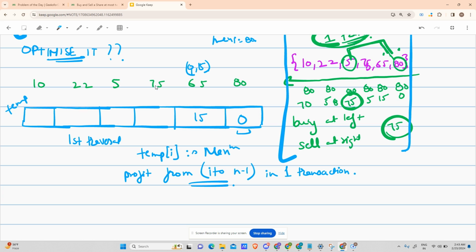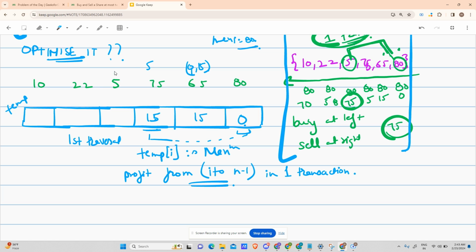I go to 75, I still see that 80 is maximum, right? Now the value here will tell me the maximum profit I can get from this subarray till this subarray. I don't have to subtract this with the maximum value. I have to check what is the maximum possible in this array. 80 minus 75 will give me 5, but 15 is already existing, so it will take 15.